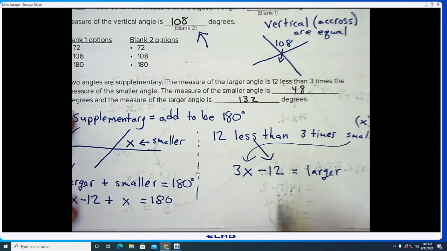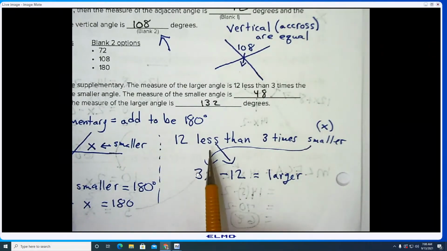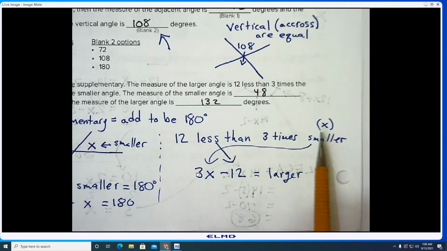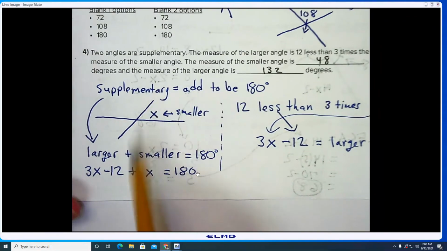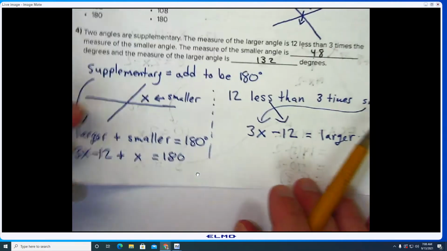So I went ahead and I directly translated the relationship that they gave us. 12 less than. Less than means that it's subtracted at the end of the problem, and then 3 times the smaller. So I'm calling the smaller x. It's in terms of x. That's going to be our input. So 3 times x, 3 times the smaller, minus 12. 12 less than. That's going to equal the larger. So putting that into the supplementary idea, we have the larger one plus the smaller one. That equals 180 degrees. And then we go ahead and solve.